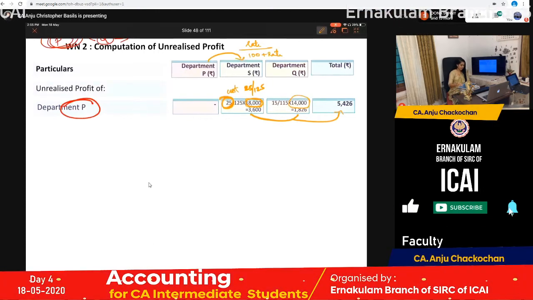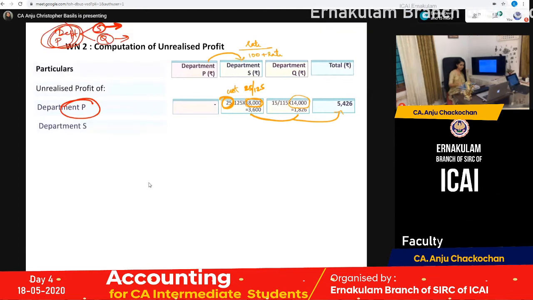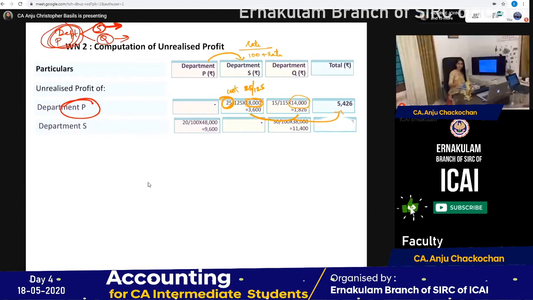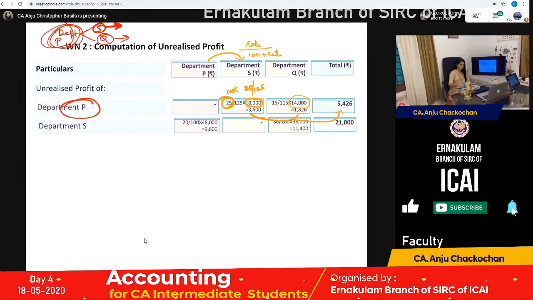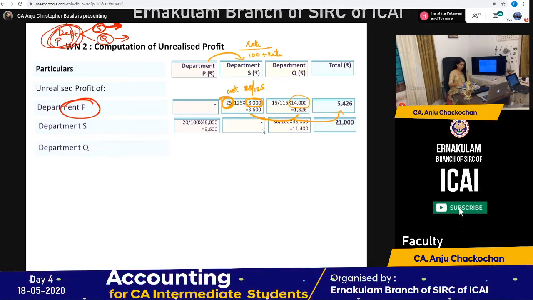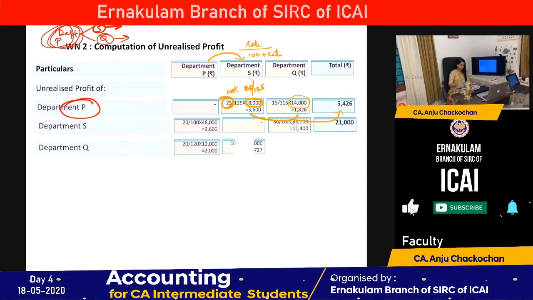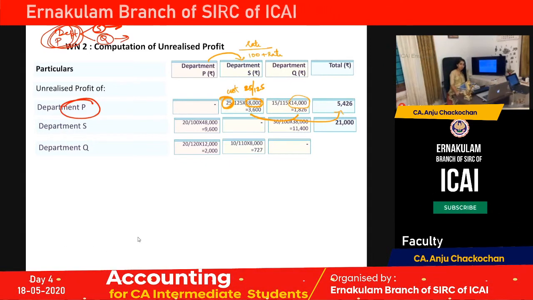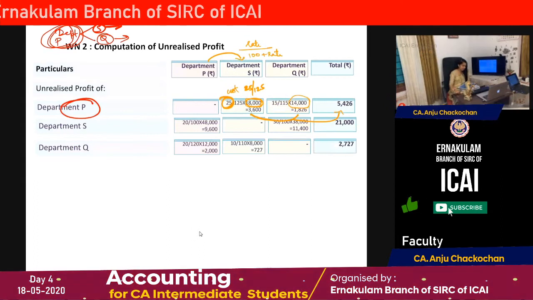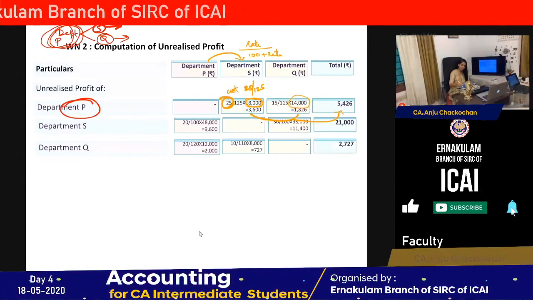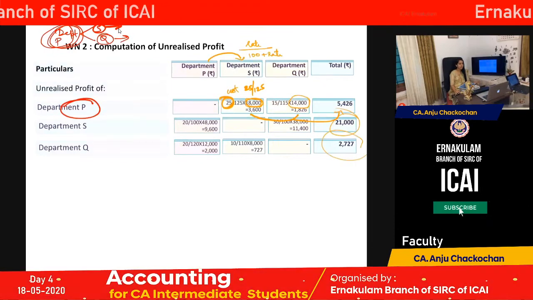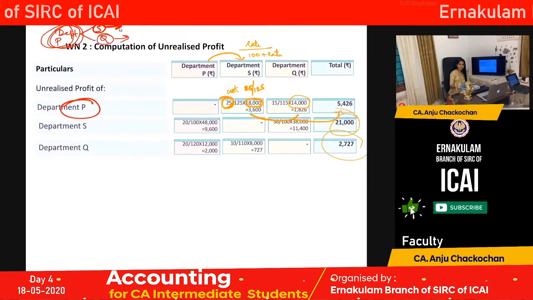All right. So I'll just put on the answers for department S. Here we go. We are near to the answer. It is 21,000. Clap for yourselves. And department Q. Let's see. All right, so you have come up with the correct answers. For department P, it is 5,426, and for S, it is 21,000, and for Q, it is 2,727. So these are profit amounts.